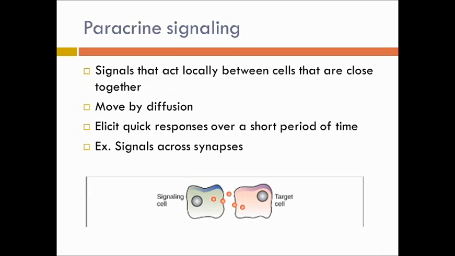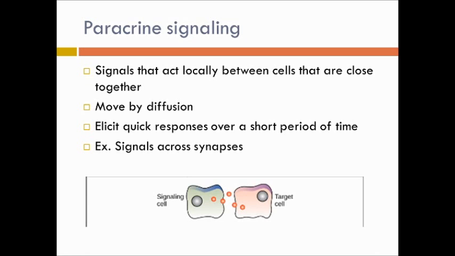target cells. In paracrine signaling, these are signals that are acting locally between cells that are close together. They will move by diffusion, and this will elicit quick responses over a short period of time. Ligands that work by paracrine signaling are quickly degraded for quick diffusion if more are released. So this results in a very high concentration of ligands.